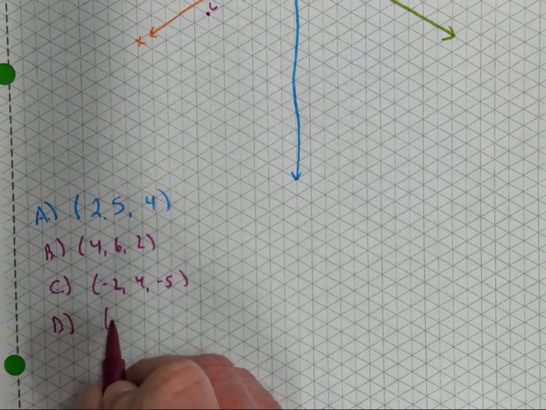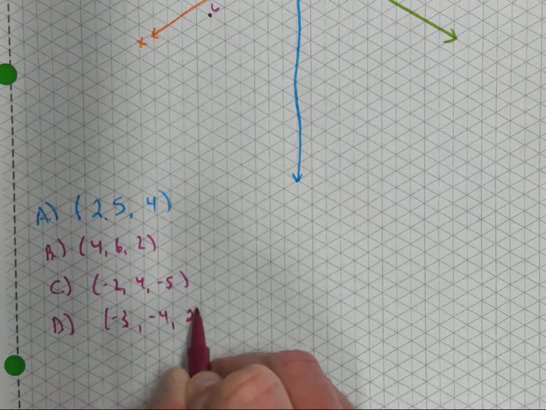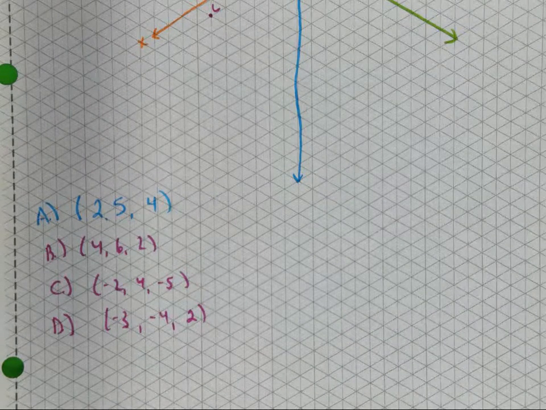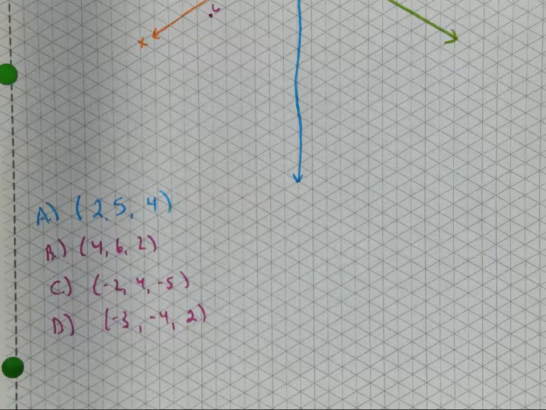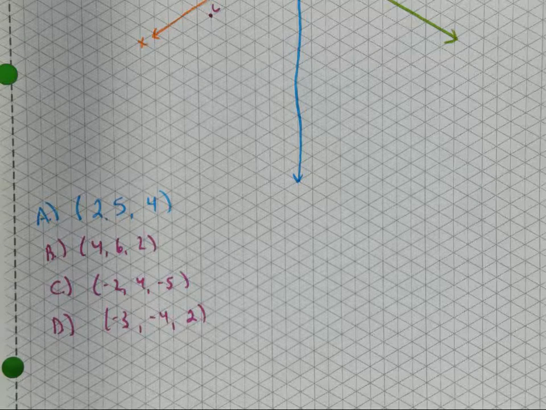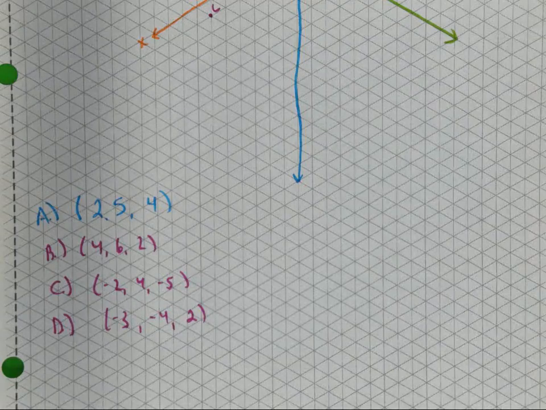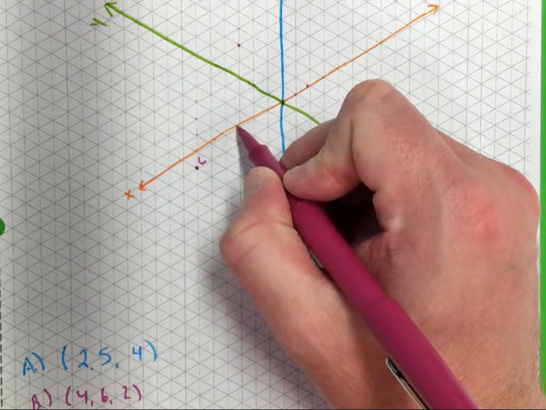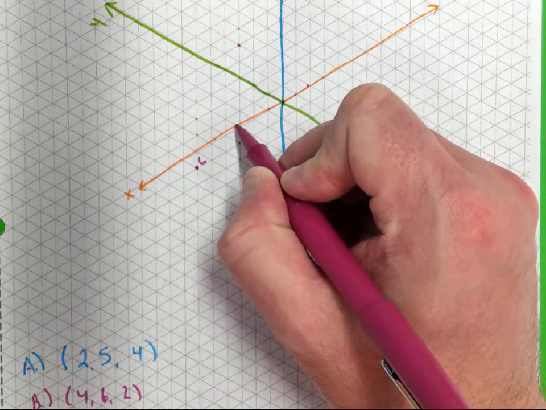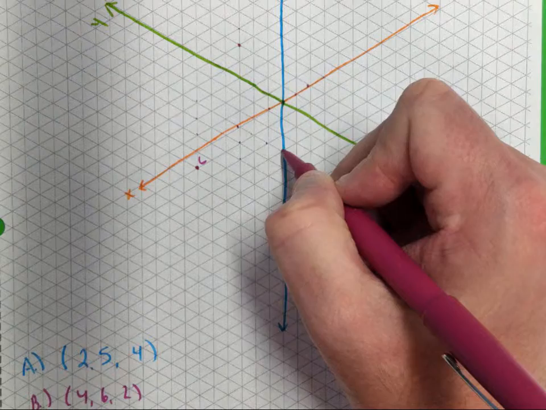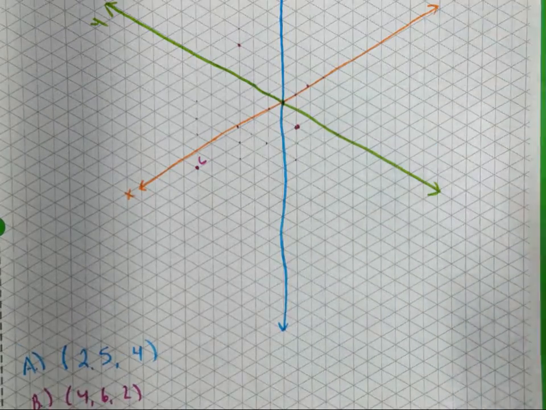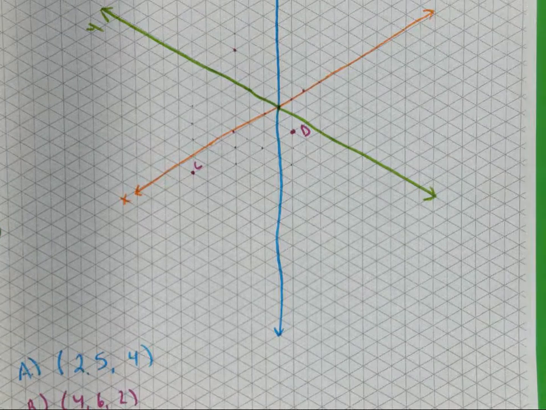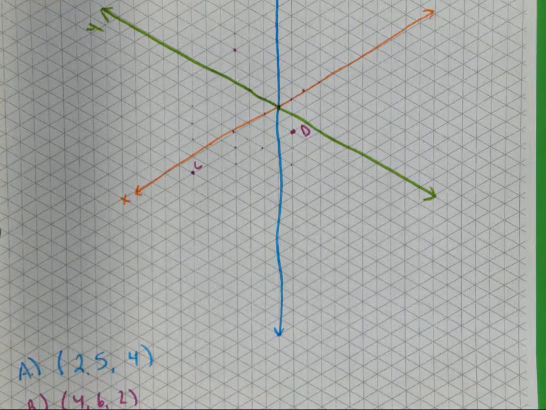All right, let's graph this point. Negative 3, negative 4, and 2. So I'm going to go left on my X. 1, 2, 3. Down 4. 1, 2, 3. Then 1, 2, 3, 4. Up 2. 1, 2. So it was negative 3. So it 1, 2, 3. 1, 2, 3, 4, up 1, 2.